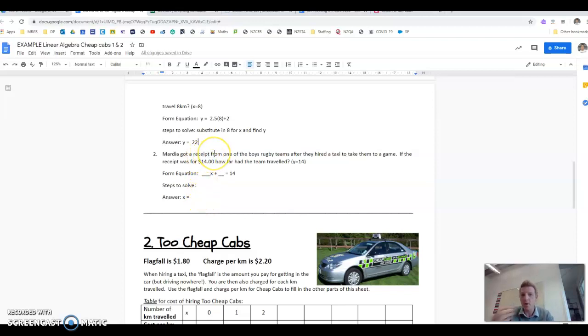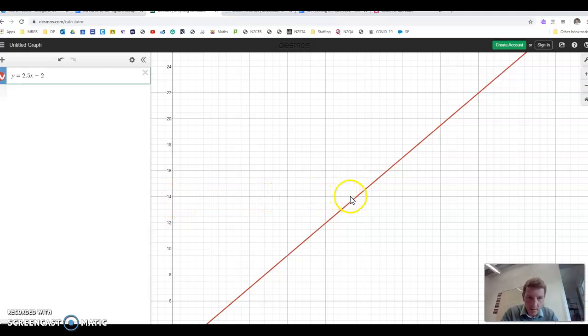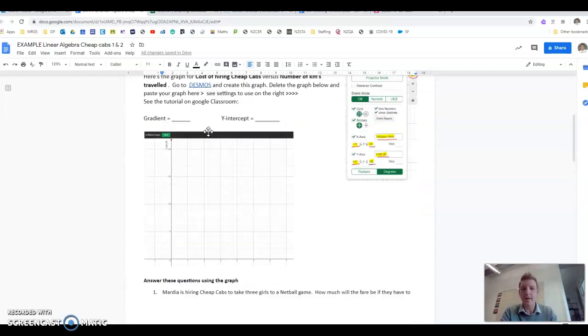Now, if I know it costs 14, I want to find out how far they traveled. I have to say, therefore, it must be 2.5x plus 2 equals 14. So I've got to solve that by undoing step by step. My first step is to minus 2 from both sides. So I then get 2.5x equals 12. And then I have to divide both sides by 2.5. And I should get an answer of, let's have a look there. I can also use my graph. So I've got a 14 here. My answer should be 4.8 kilometers. x equals 4.8. So that's one example that I've gone through.